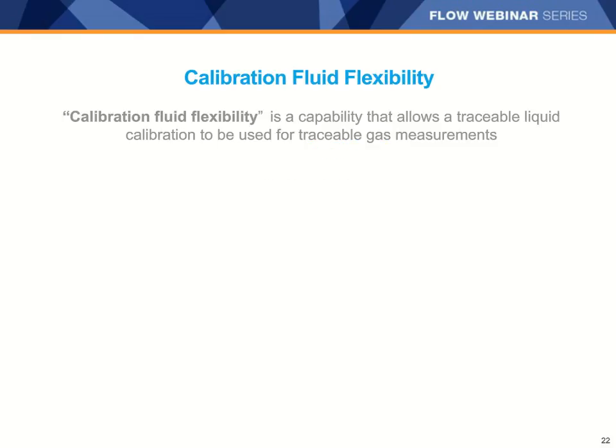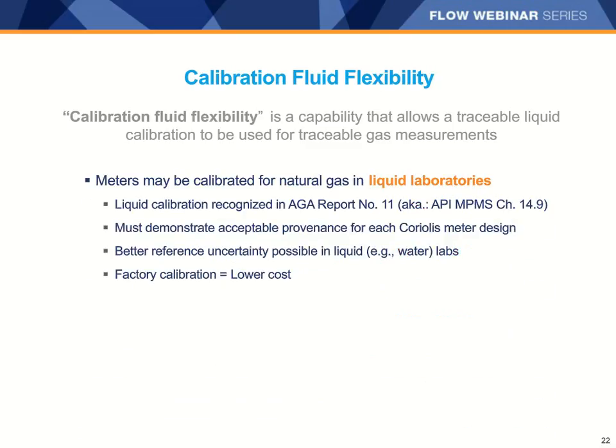One other big advantage of Micromotion Elite Coriolis meters is that they have the ability to be calibrated on water for natural gas custody transfer service. This is described in AGA report number 11, which instructs us on how to measure natural gas with Coriolis meters. However, AGA 11 is clear that it is only allowed when the manufacturer has demonstrated that the Coriolis meter design in question will measure natural gas accurately after calibration on another fluid like water. Micromotion has completed the testing required to demonstrate this for Elite meters, and this is well documented.